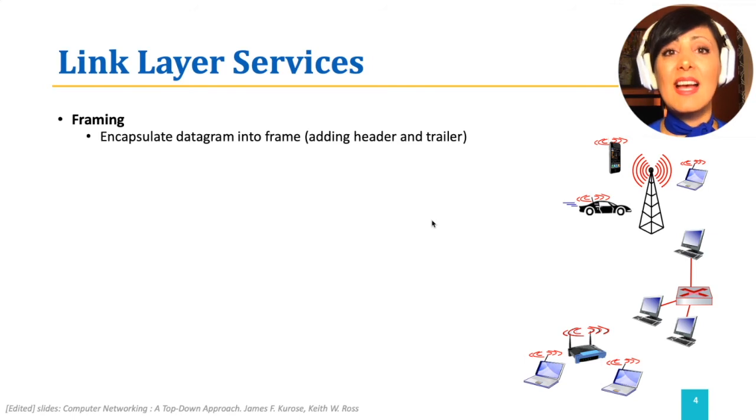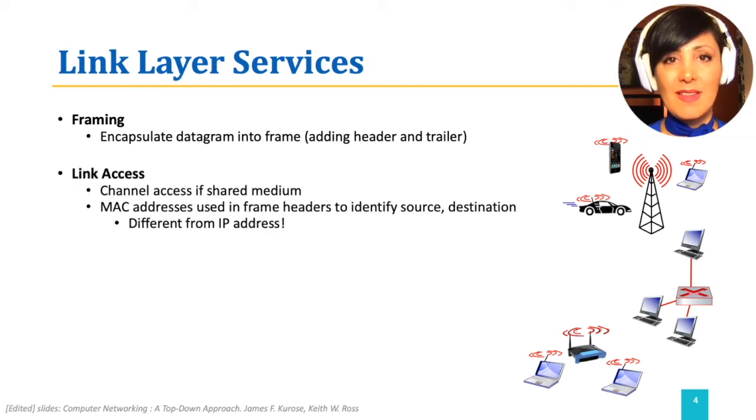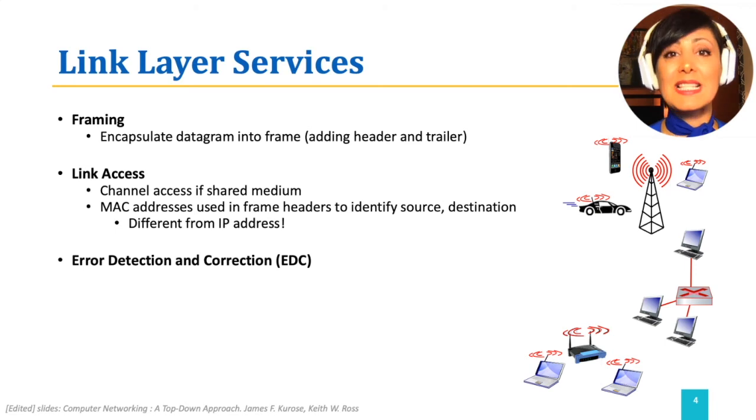Link access is another common service. This includes management of sharing if the link is shared, and addressing for devices involved in the link access. Another service provided by link layer is error detection and correction. This is done in the link level, so that if a frame is received with bit flips, it is detected, and it's not sent forward like that.